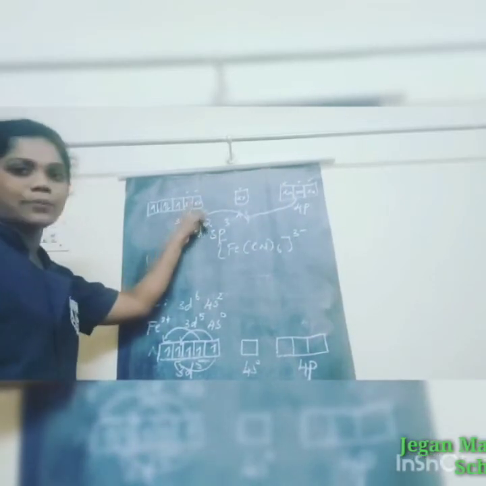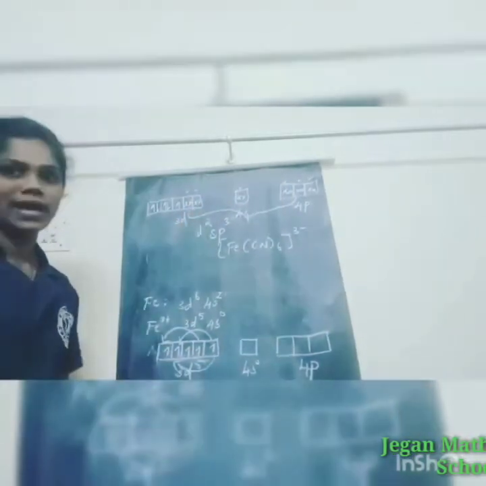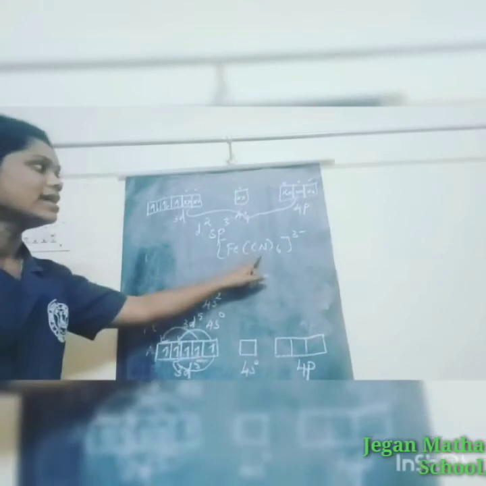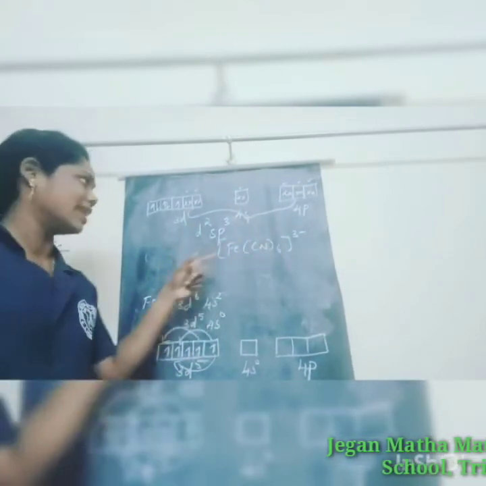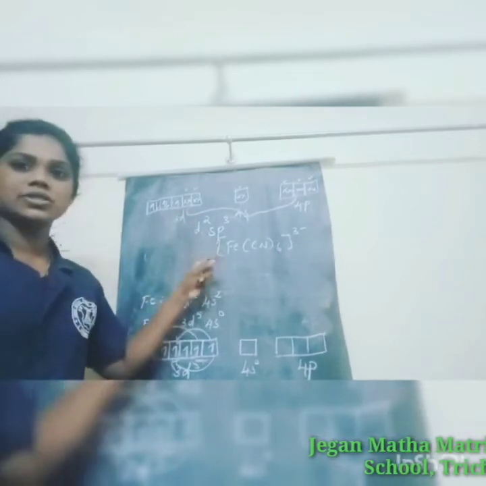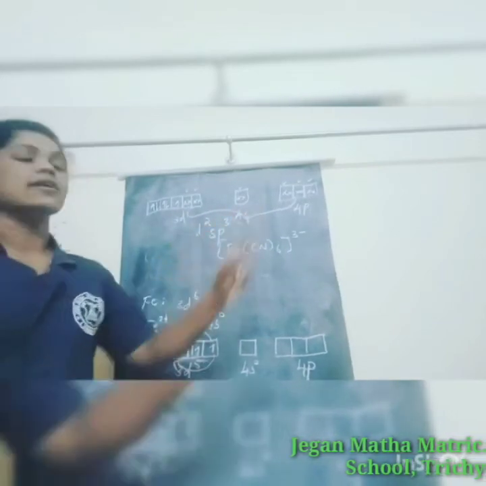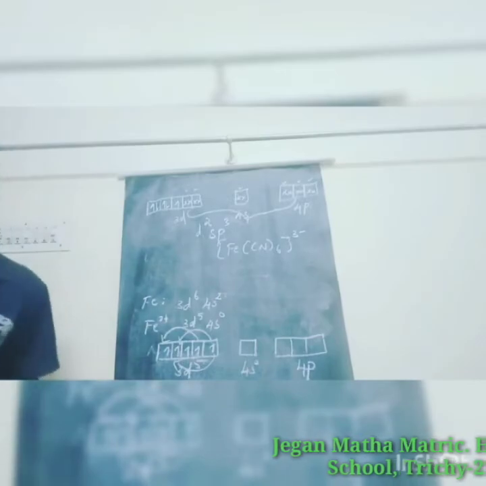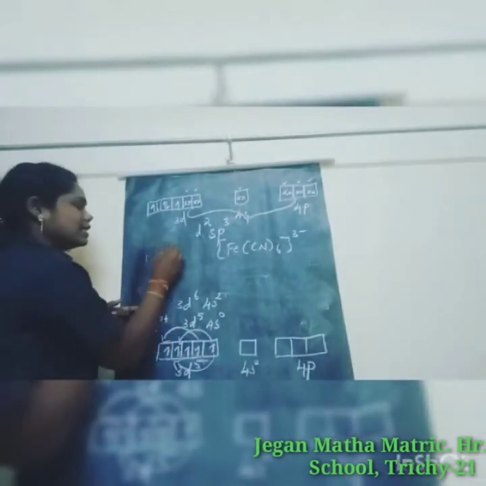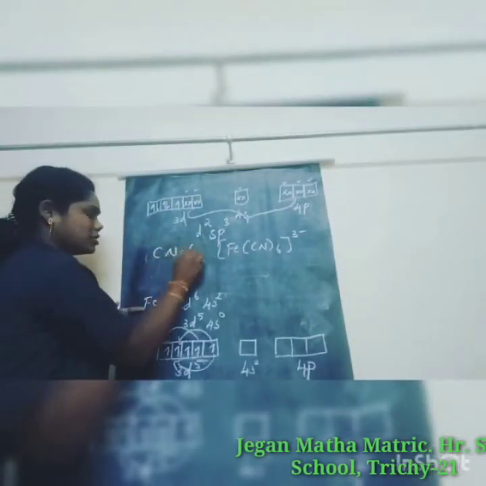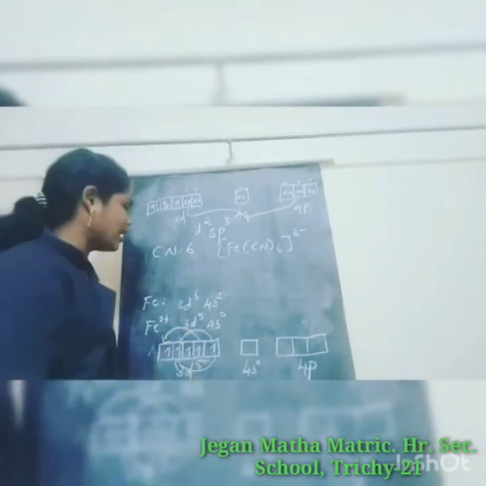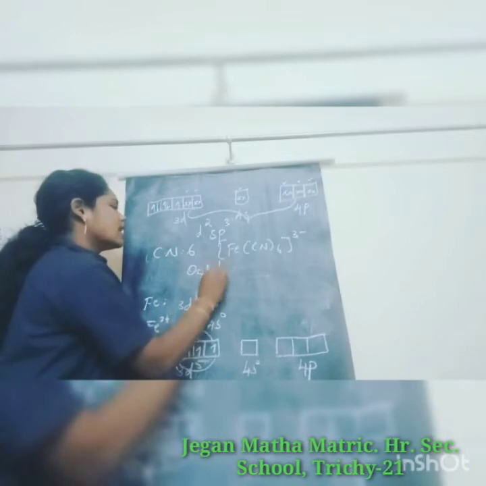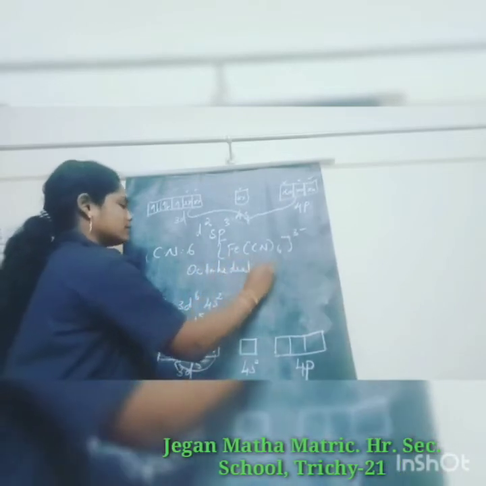The ligands give lone pairs of electrons, which we mark with this symbol. Cyanide is the ligand, so cyanide gives the lone pair of electrons, and the hybridization is d2sp3. The coordination number is 6, and a coordination number of 6 means the structure is octahedral.